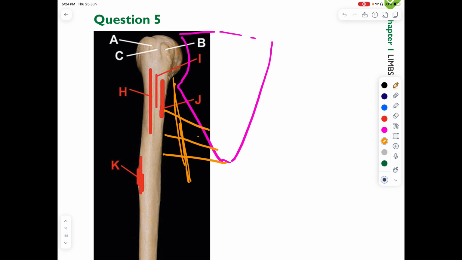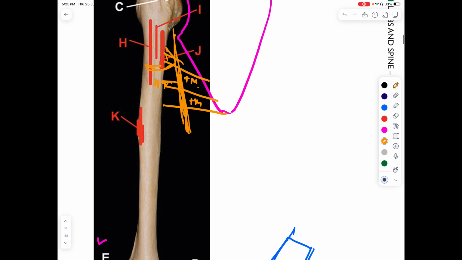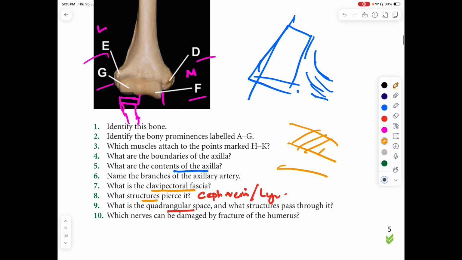Laterally is the humerus, medially the long head of triceps, superiorly teres minor, and inferiorly teres major. So teres minor, teres major, triceps. This is the quadrangular space, through which passes the axillary nerve. The axillary nerve is like this, along with the posterior circumflex humeral artery. Which nerve can be damaged in a fracture of the humerus?